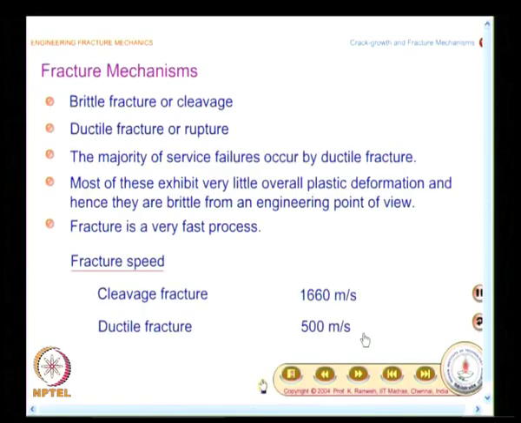And we will also look at the mechanisms, and those mechanisms will give an explanation why a cleavage fracture is very fast and why a ductile fracture is relatively slow. But you have to keep in mind both are very fast processes in comparison to crack growth.